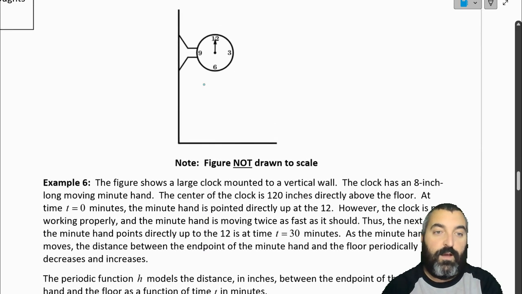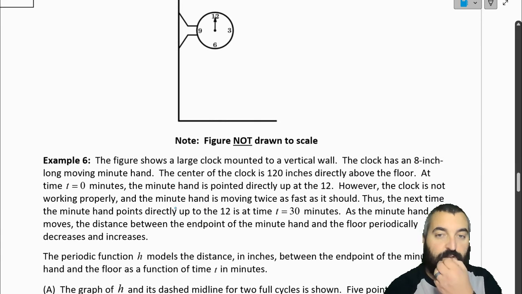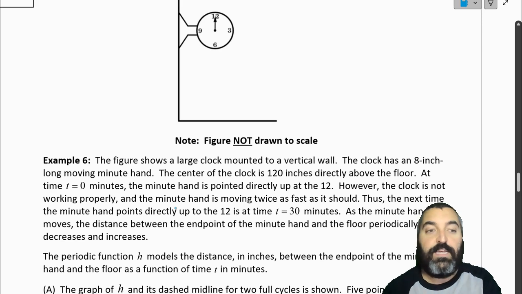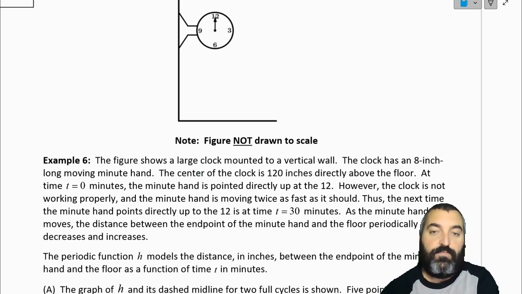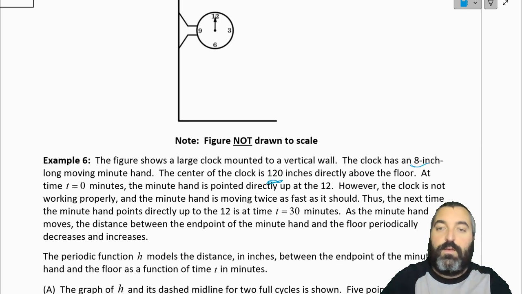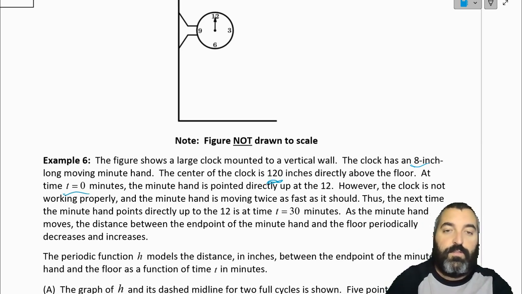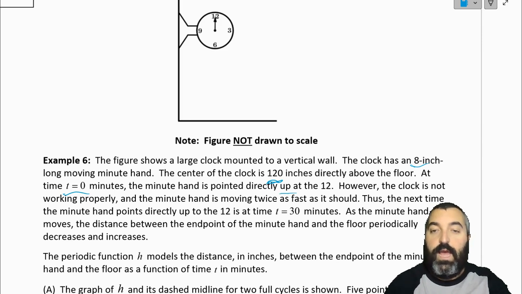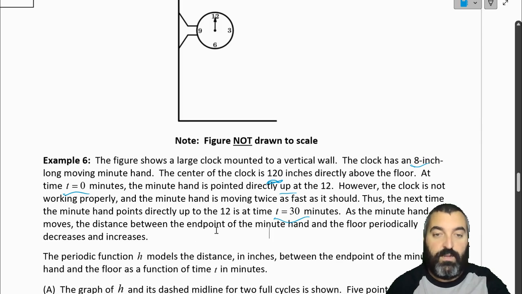All right, so they have a picture here and they explain what it is. The figure shows a large clock mounted to a vertical wall. The clock has an 8-inch long moving minute hand. The center of the clock is 120 inches directly above the floor. At time t equals 0, the minute hand is pointed directly up at the 12. However, the clock is not working properly, and the minute hand is moving twice as fast as it should. Thus, the next time the minute hand points up at 12 is at t equals 30. As the minute hand moves, the distance between the end point of the minute hand and the floor periodically decreases and increases.